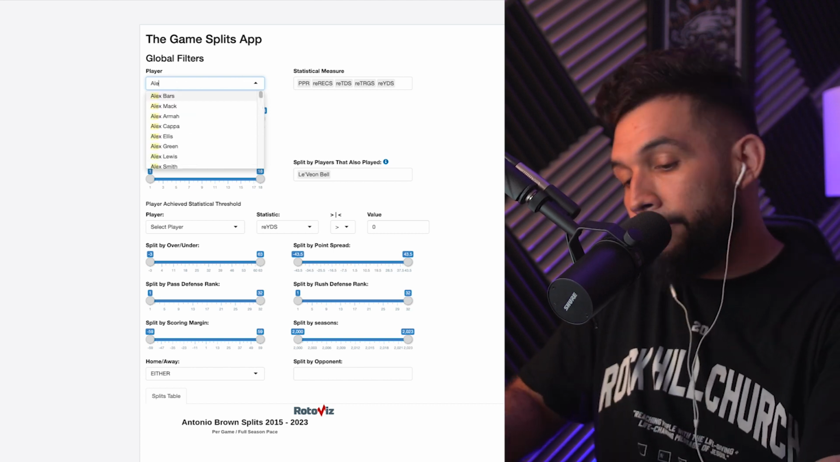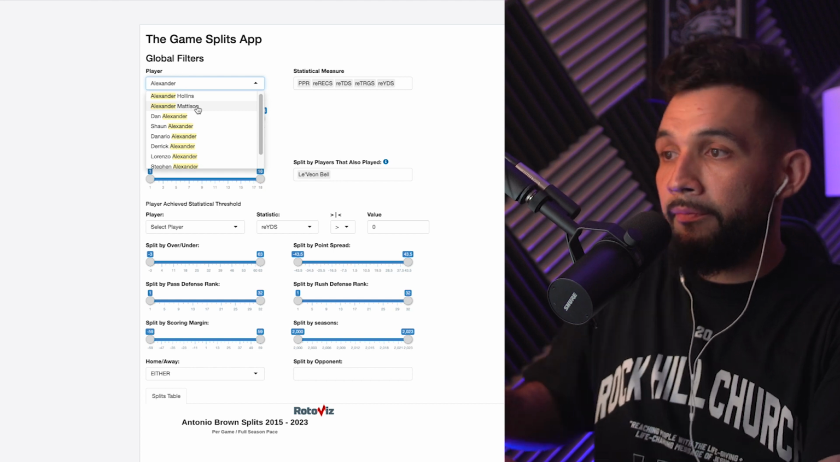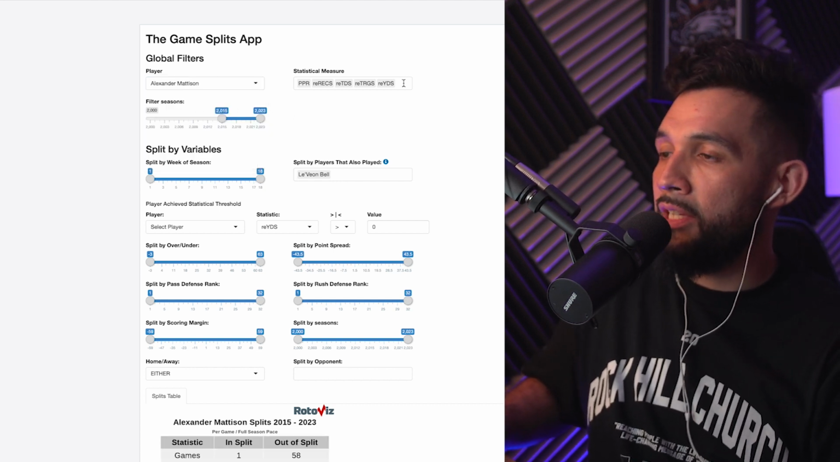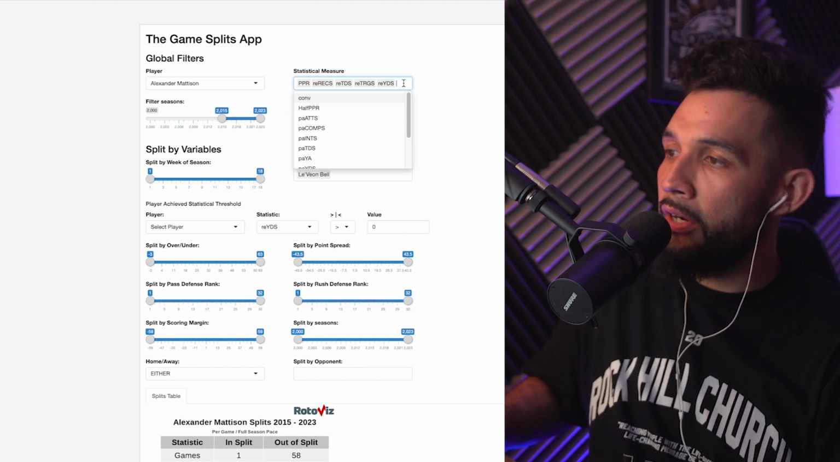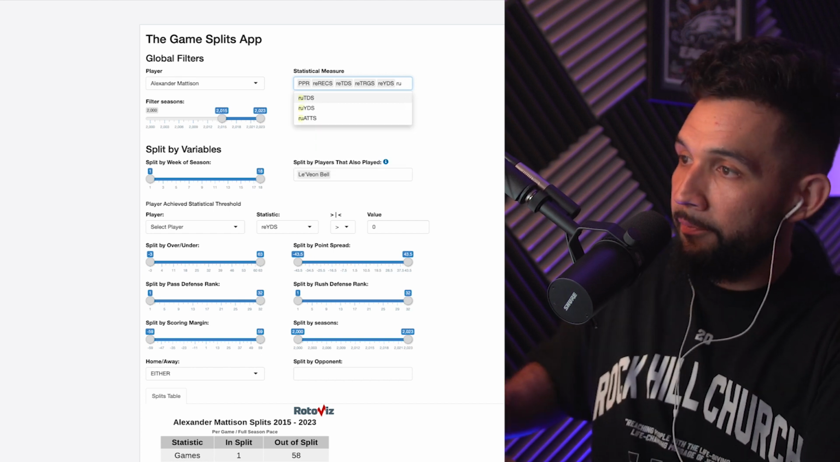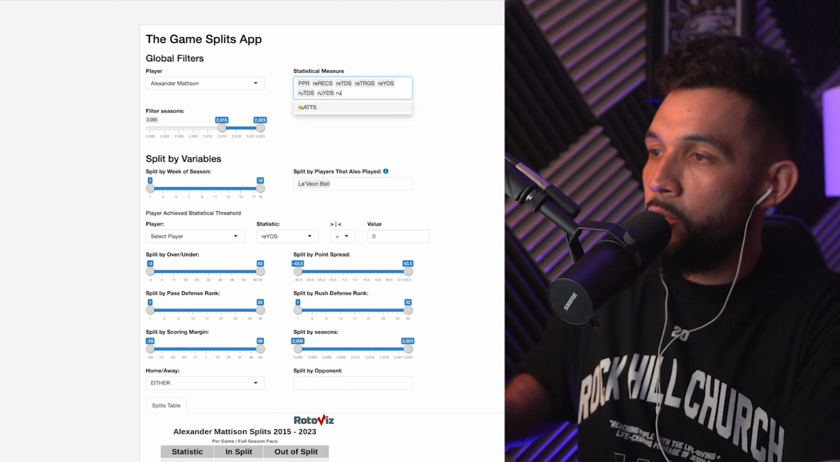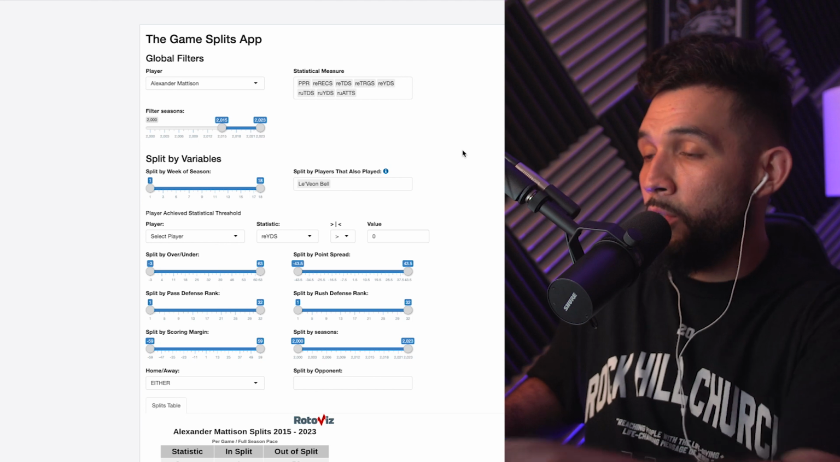So let me just type that in. So Alexander Mattison, there he is. And then the stats that we're trying to measure are going to be, of course, for PPR, receiving yards, receiving touchdowns, receiving targets. Let's do rushing touchdowns, rushing yards, as well as rushing attempts. And this will give us our metrics that we're looking to track.